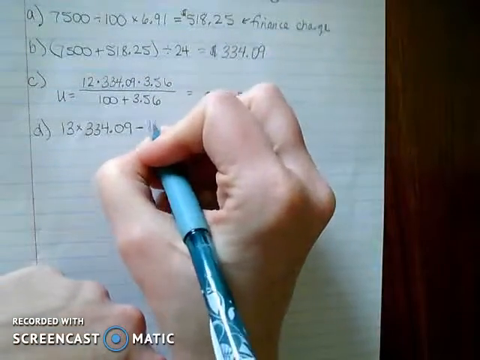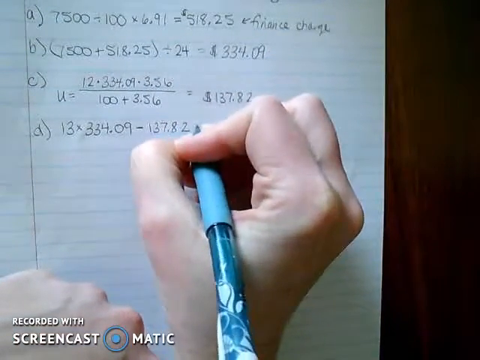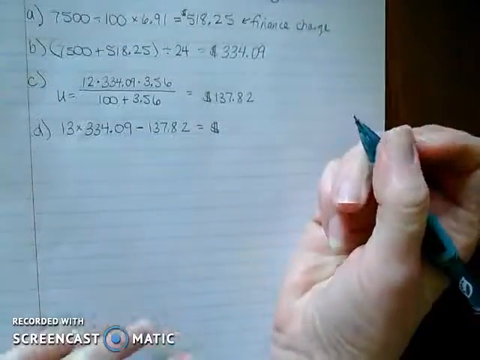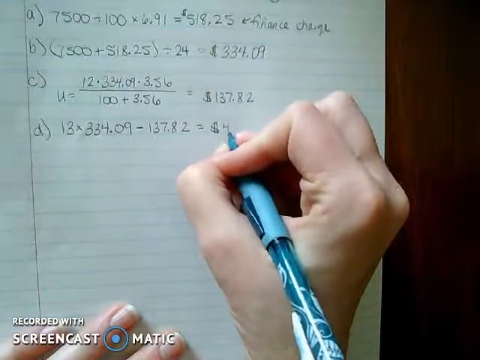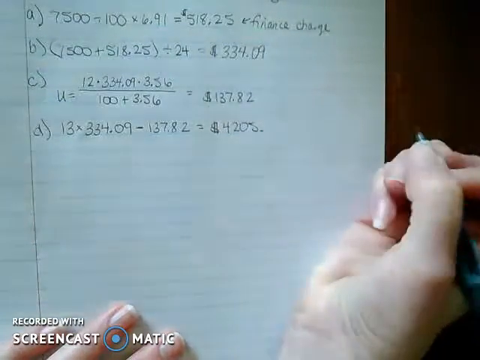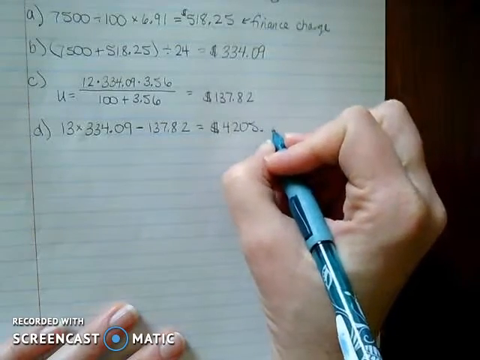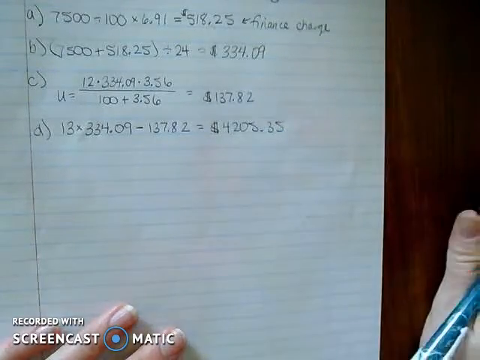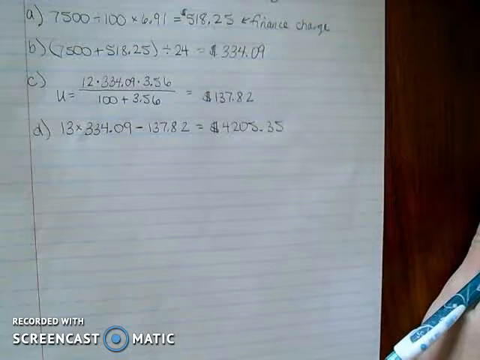Subtract out 137.82. And he needs to have $4,205.35 in order to make that happen when he goes to the bank.